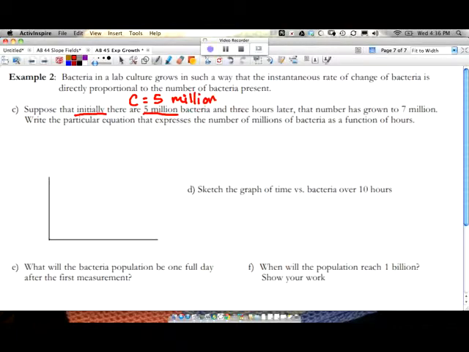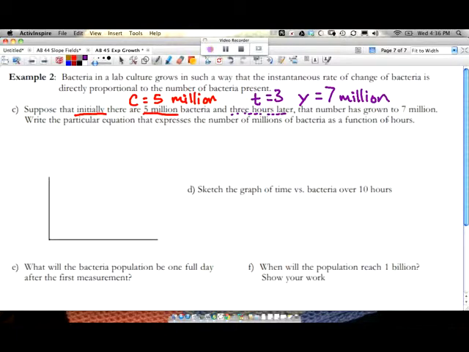3 hours later. Okay, now we got some information here. This is saying 3 hours later. That means that when t equals 3, if we're talking in hours, the number has grown to 7 million. So when t equals 3, y equals 7 million. Write a particular equation that expresses the number of millions of bacteria as a function of hours.